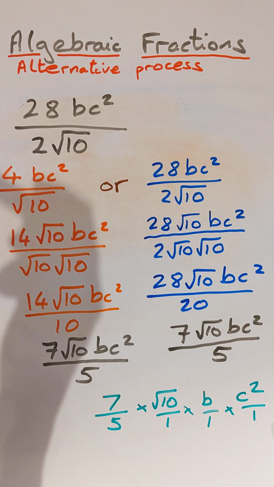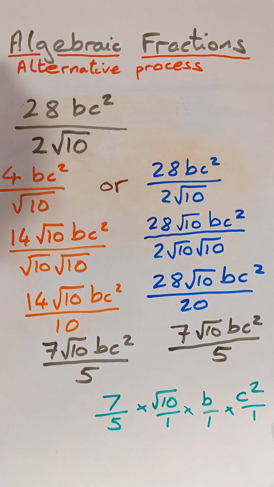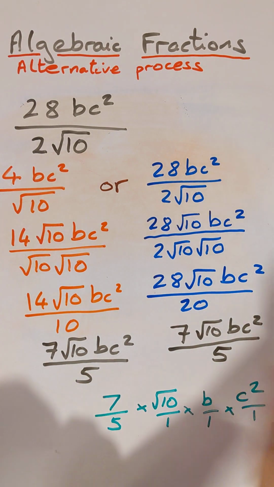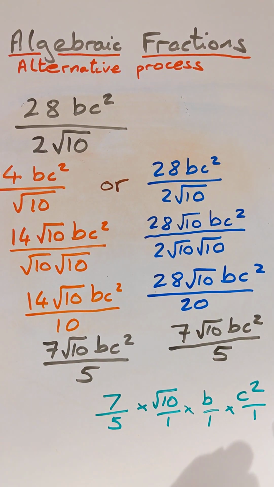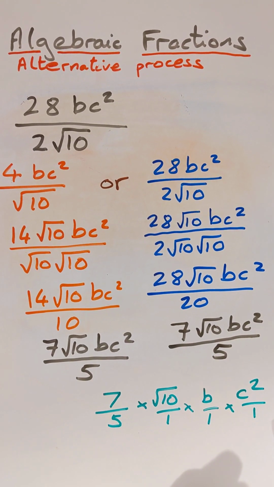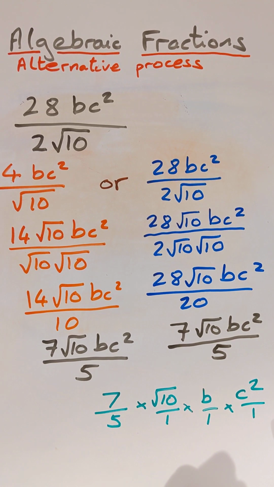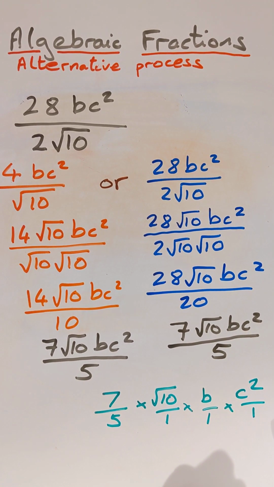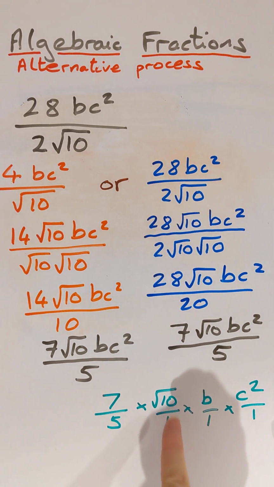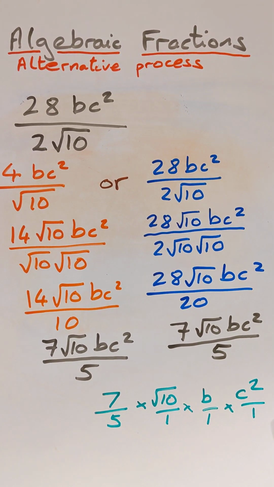Think of your numbers and your letters as separate multiplications, and then you'll be able to cross them off easier. Be able to spot where the crosses happen, where the simplification happens. And it'll also stop you from accidentally trying to divide the 10 by 5, because that can't happen.